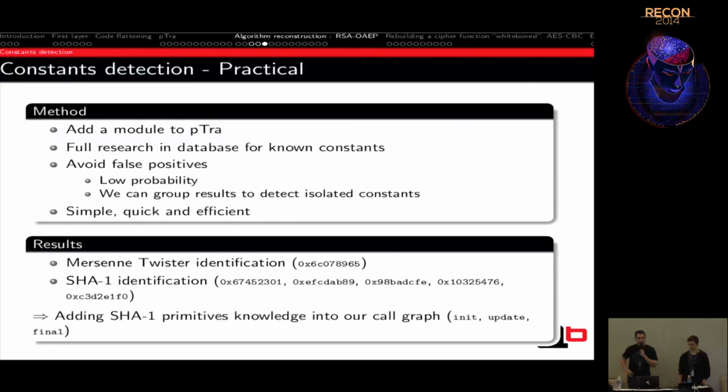The results: we found a Mersenne Twister identification with its constants. It's a PRNG. We also identified the SHA-1 algorithm by finding its 5 constants. And all we have to do then is to add the SHA-1 primitive knowledge in our call graph. So I will make a little demo here using Petra.